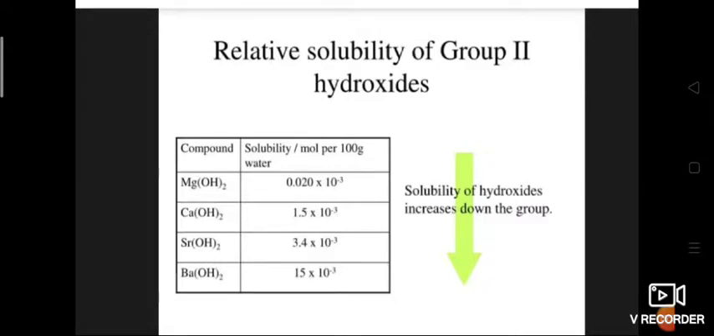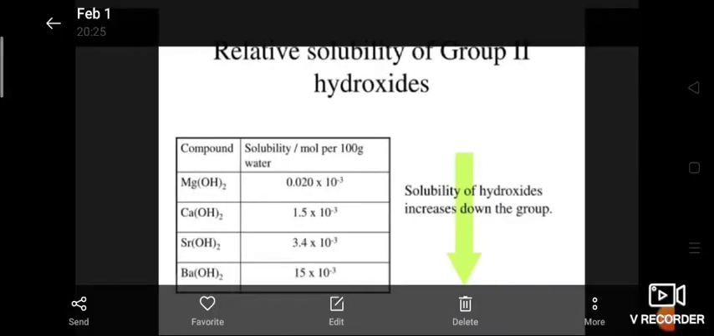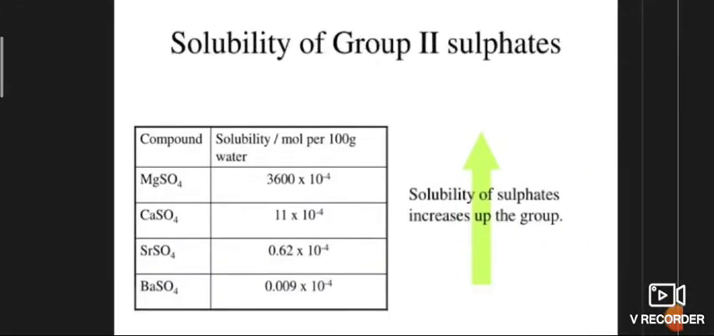Solubility of hydroxide increases down the group. Solubility of group 2 sulfates: the solubility of sulfate decreases down the group and increases up the group.